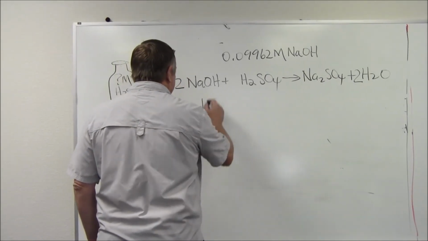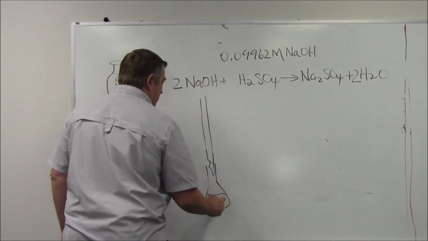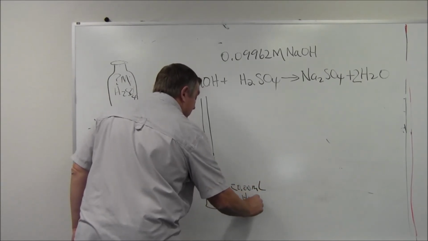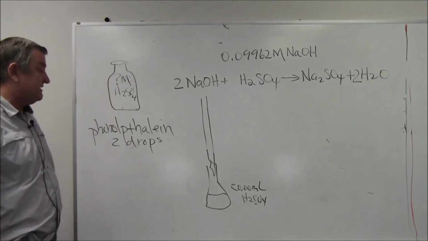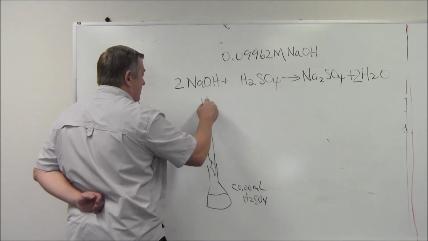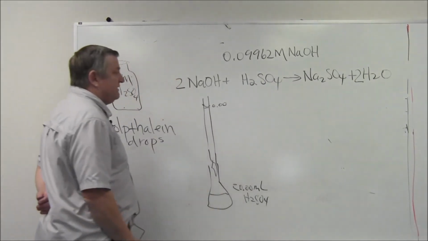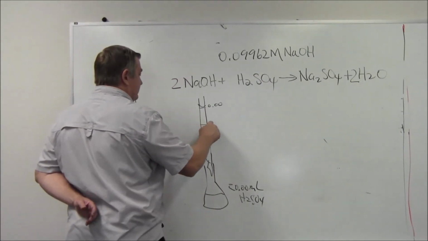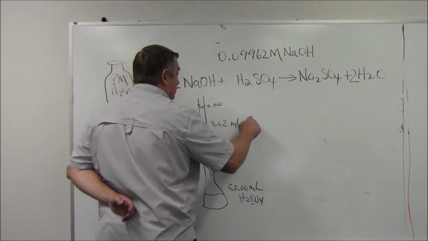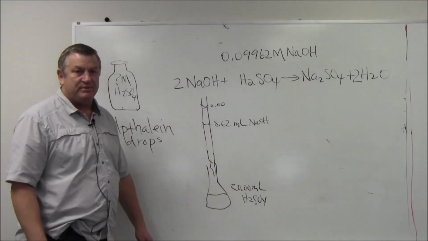And so we put that in our burette again. And once again, we're going to have 20 mils exactly of H2SO4, of sulfuric acid. We're going to put our 2 drops of phenolphthalein in there. Start out at 0 with our 0.09962 molar NaOH. And let's say it only took, our meniscus was 8.62 milliliters of NaOH. That's how much NaOH we used to turn the solution pink to reach our endpoint.